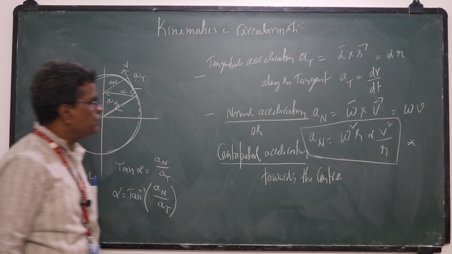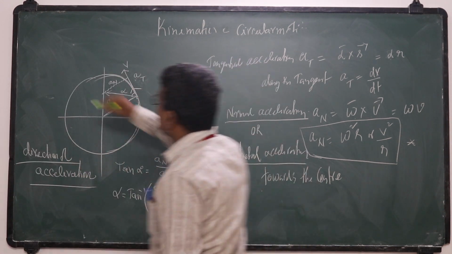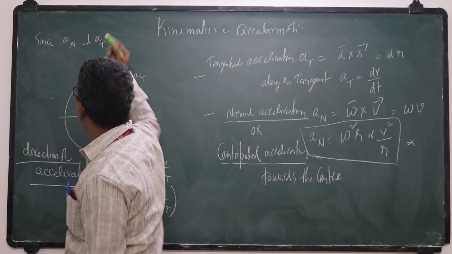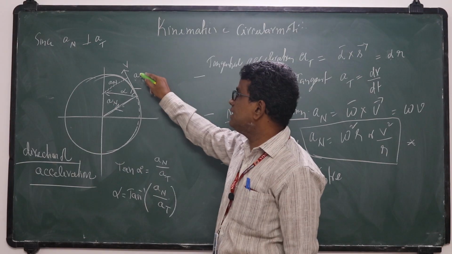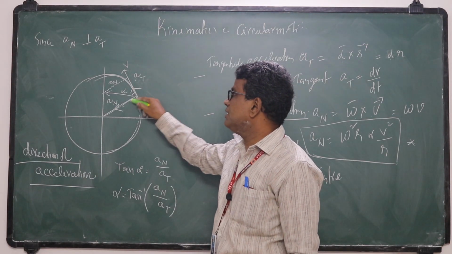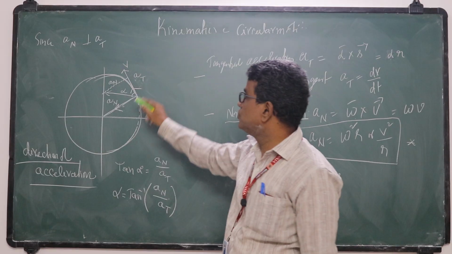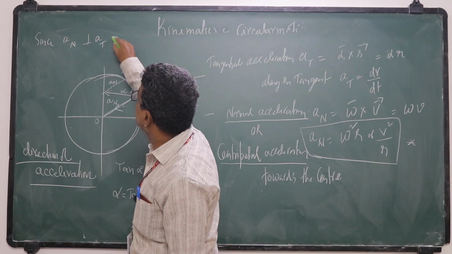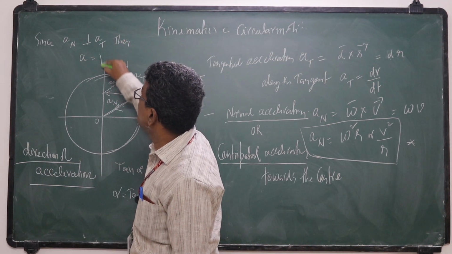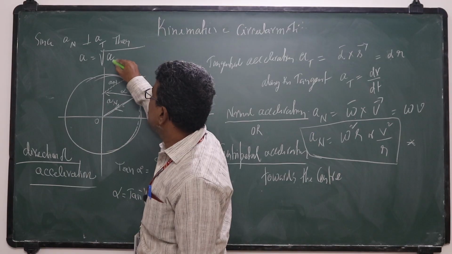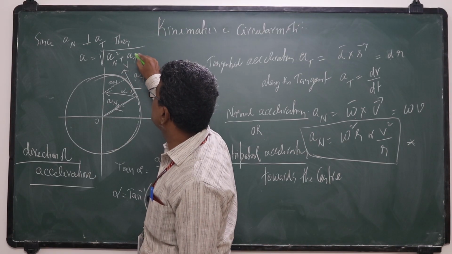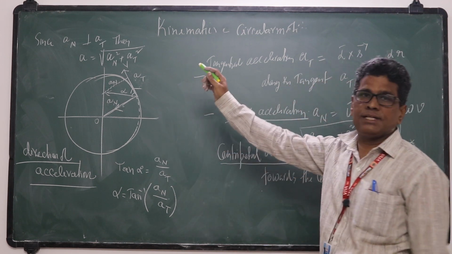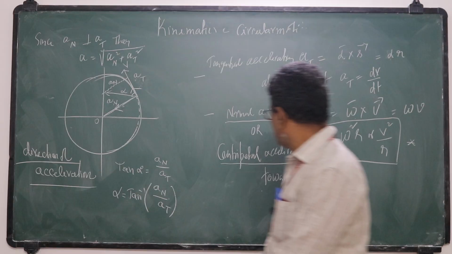I want its magnitude. Since AN is perpendicular to AT, with AT along the tangent and AN along the radius towards the center, the acceleration A is equal to the square root of AN square plus AT square. This is the magnitude of acceleration.